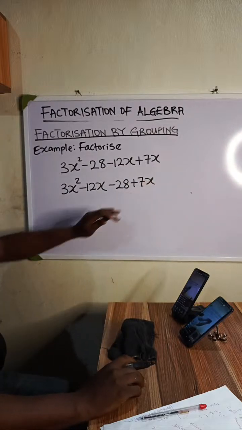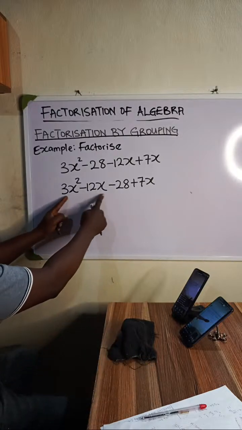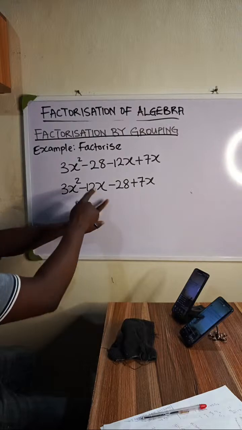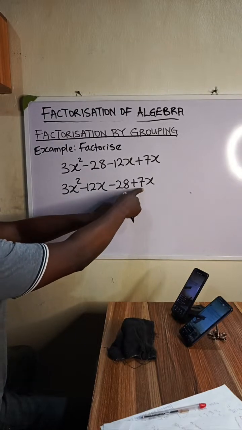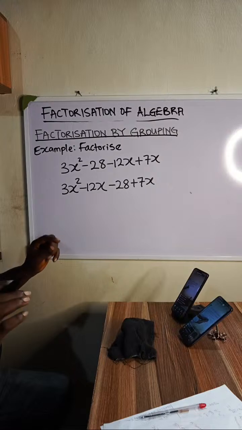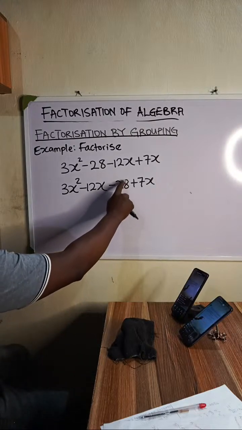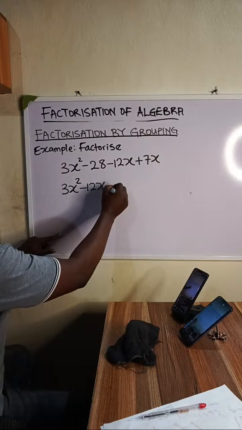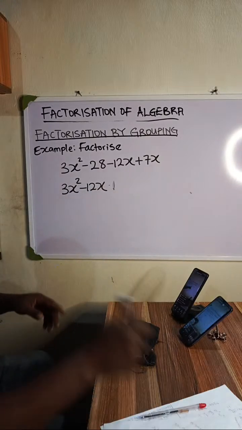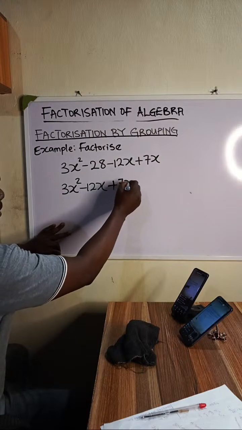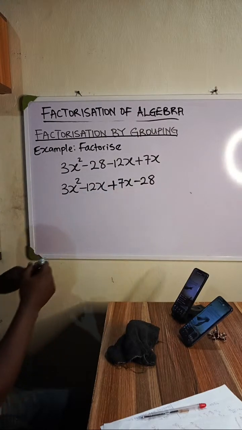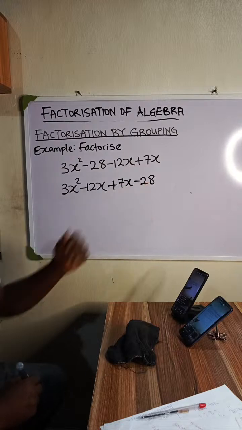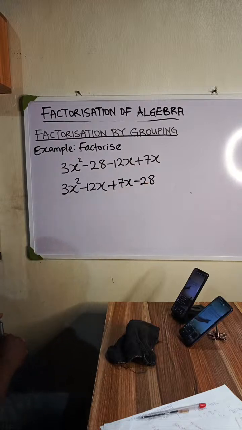This could be okay, but we observe that in this relationship, the smaller number is in front and the bigger number is behind. However, in this relationship, the bigger number is in front and the smaller number is behind. So this will not really give us an accurate answer. So the best position to put minus 28 is behind. So this will be plus 7x minus 28. So this arrangement looks better because we have small number, big number, small number, big number, right? So now you can factorize.